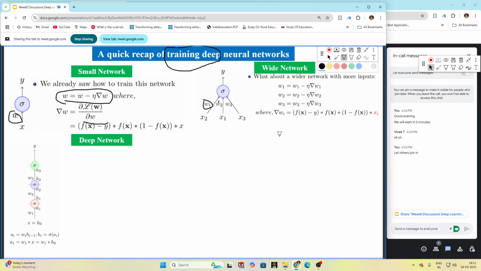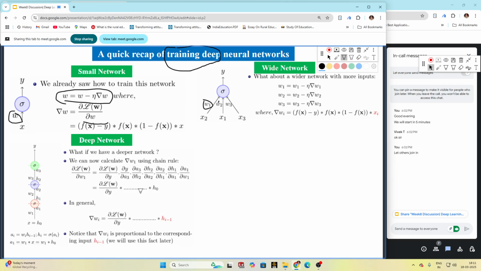Now how about a deep network? A deep network means we have many layers. Earlier, in the small network or wide network, we had only one layer, one hidden layer. But in a deep network we have many layers in between. This is the deep network. You can see we have two hidden layers and then an output layer.